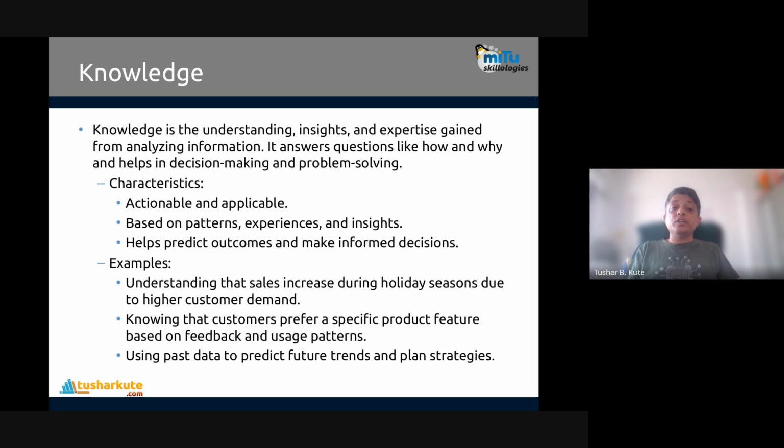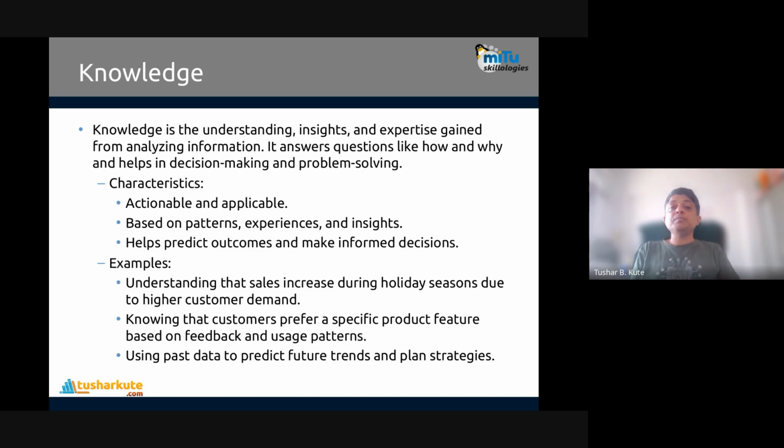Or knowing that customers prefer a specific product feature based on feedback and usage patterns. We have taken this data already from the customers, and accordingly, we got these particular results. Or using past data to predict future trends and plan strategies. Like in the past, the share of a respective company has grown by 5%, and the same situation appears now. Probably I can predict that the shares of this company will also grow by 5% next time. That is what I'm getting as knowledge. When I ask the question how, we get the knowledge.